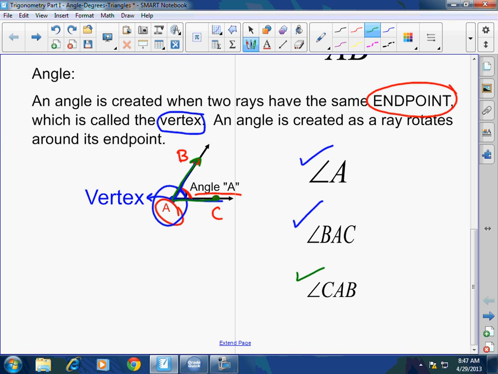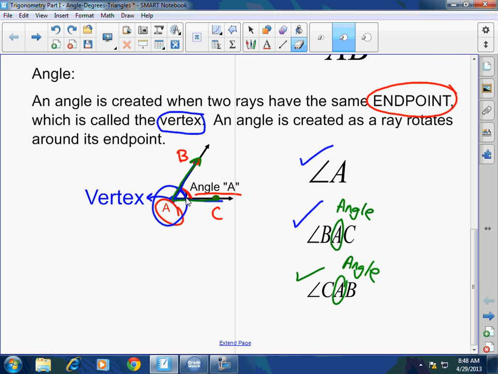You cannot do ABC because the middle letter is the angle. Great question. The middle letter is the angle. So you cannot write angle ABC here because that would be telling the reader, hey, reader, B is the angle in between the two rays. Does that make sense, guys?